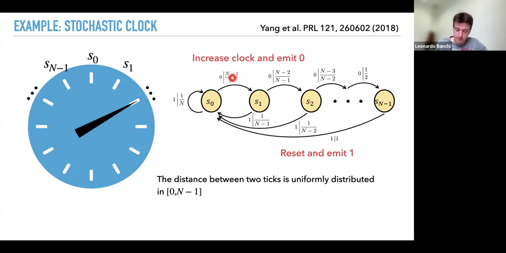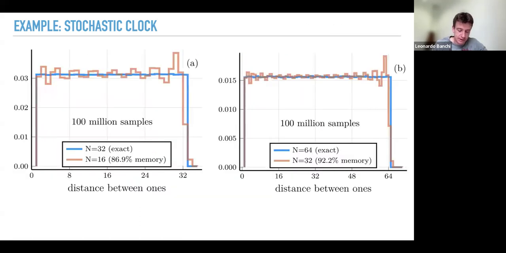Now, these probabilities, which are these numbers here, are optimized in such a way that the distance between two ticks is uniformly distributed between 0 and n-1, where n is the number of ticks in this stochastic clock. And so this is what I did try. For instance, I tried with a quantum simulator starting from n equal to 32, and I basically used 100 million samples. This is just very efficient to get. I did everything with my laptop, so that's not particularly fancy.